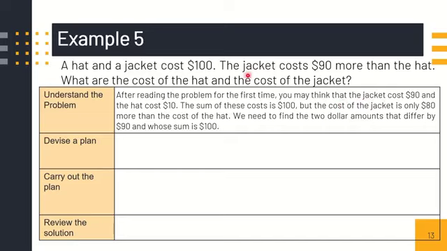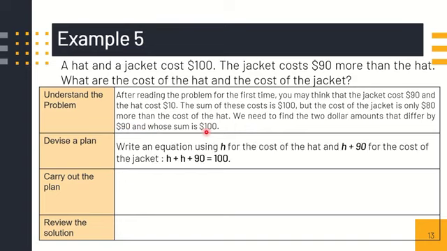So kasi ang sabi doon, the jacket costs $90. Pero may nakalagay doon na more than the hat. And the hat costs $10. So the sum of this cost is $100, but the cost of the jacket is only $80 more than the cost of the hat. So we need to find the two amounts that differ by $90 and whose sum is $100. So first, write an equation.